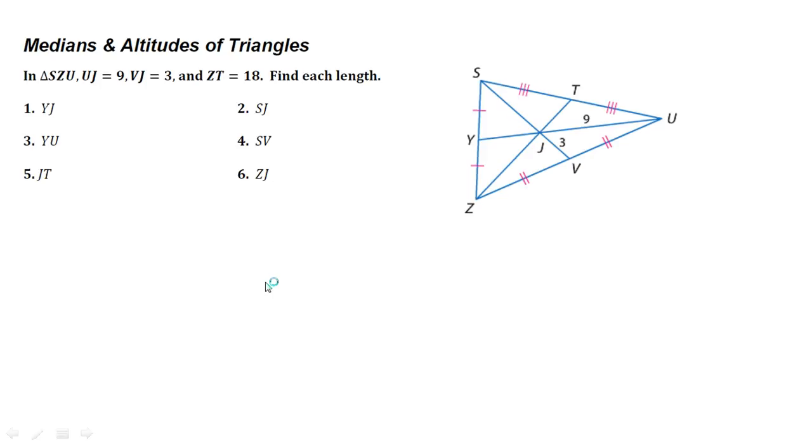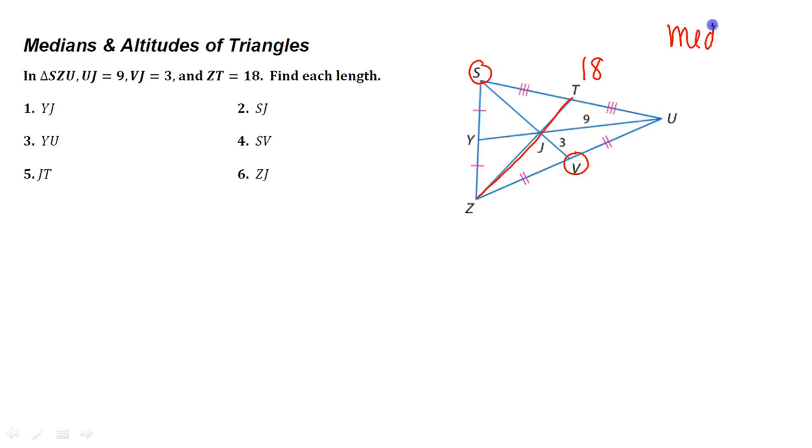In triangle SDU, UJ is going to be 9. That's already labeled in our picture. VJ is 3. And ZT is going to be 18. So that's going to be that whole segment. We need to find all the rest of these measures. I know that these are medians because they're going from an angle to the midpoint of the opposite side.